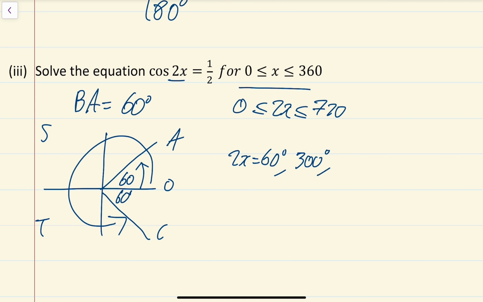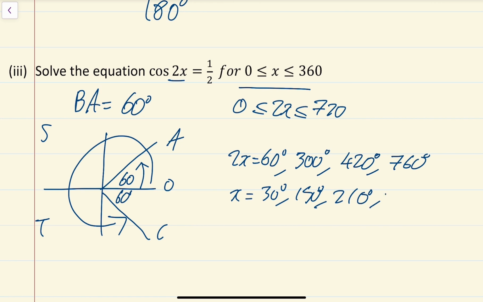And then just go round again. So add 360 to both of those. That's 420 and 760. And then divide those all by 2: 30 degrees, 150 degrees, 210 degrees, and 760 divided by 2 is just going to be our 380 degrees. So there's your 480. That's okay. There's a mistake in this one. Why is there a mistake? What have I done wrong?